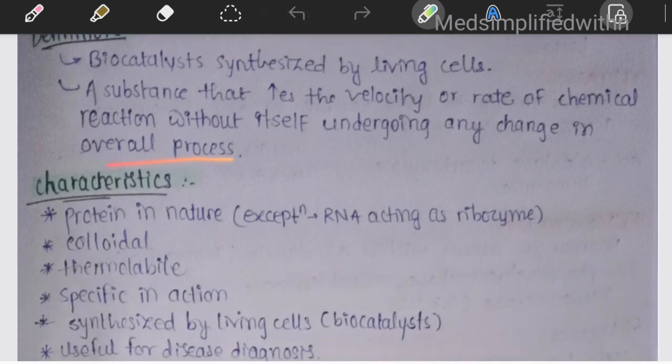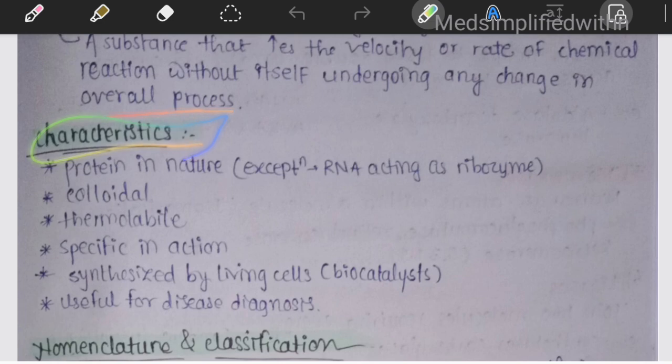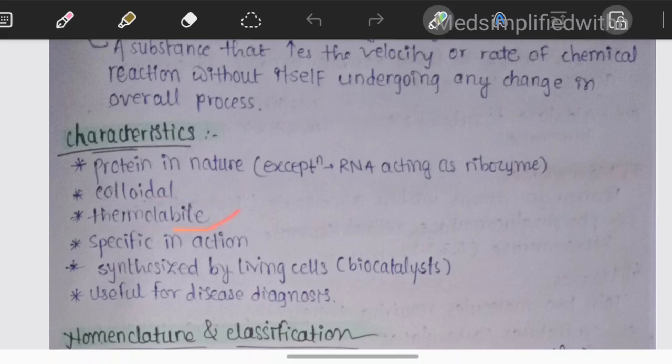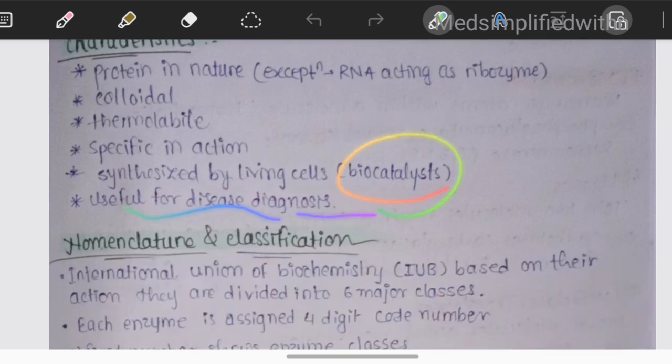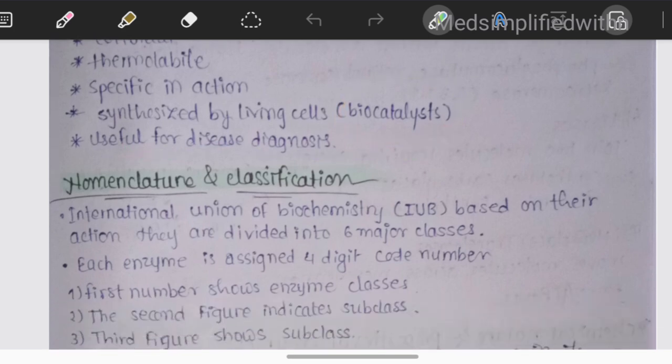Then characteristics: protein in nature because they are formed by peptides, but there is one exception, that is RNA. It acts as a ribozyme. And then colloidal nature, thermolabile, meaning they break down beyond a specific level of temperature. It is specific in action, synthesized by living cells, also called biocatalysts, and useful for disease diagnosis. We will see in further videos.